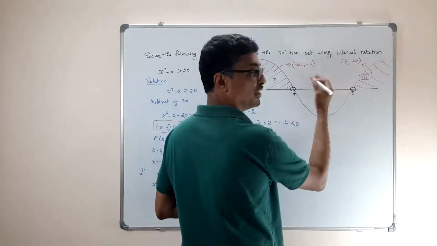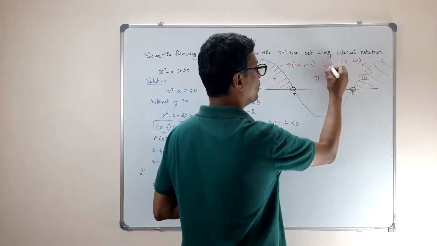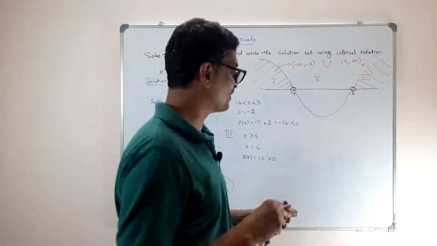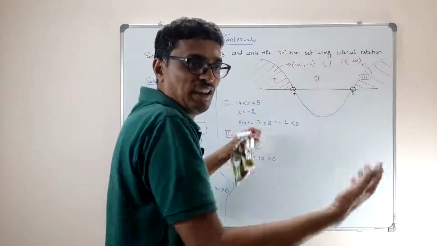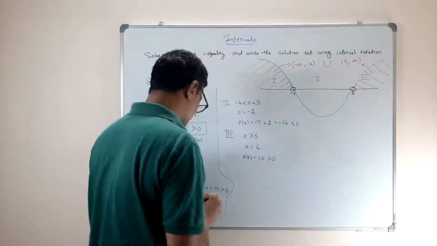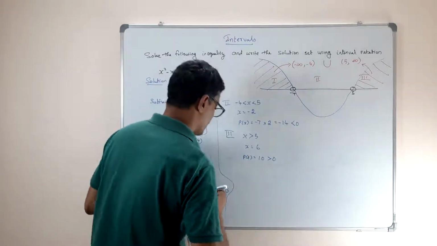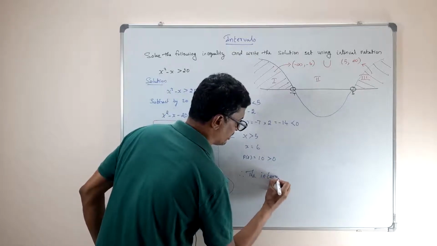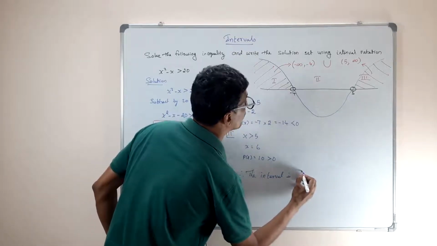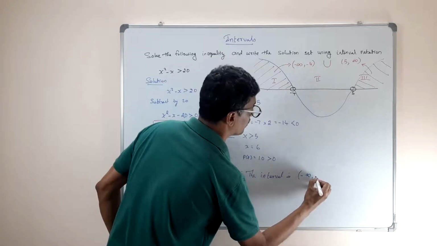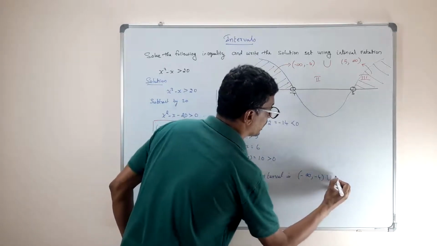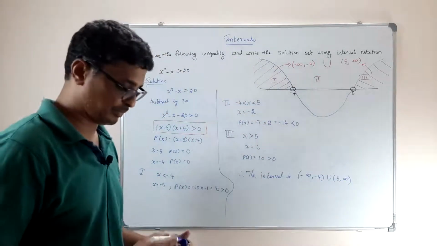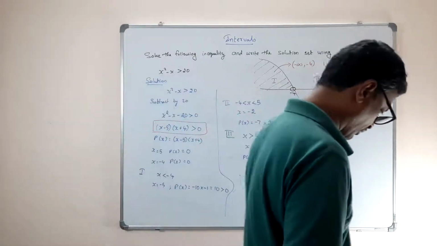If you have to combine these two, what do you do? Union. Got it? So you combine these two, that's a union. Therefore, the interval is minus infinity, comma minus 4, union 5, comma infinity. Got it? Let us do one more problem. With that, I will stop. Okay?